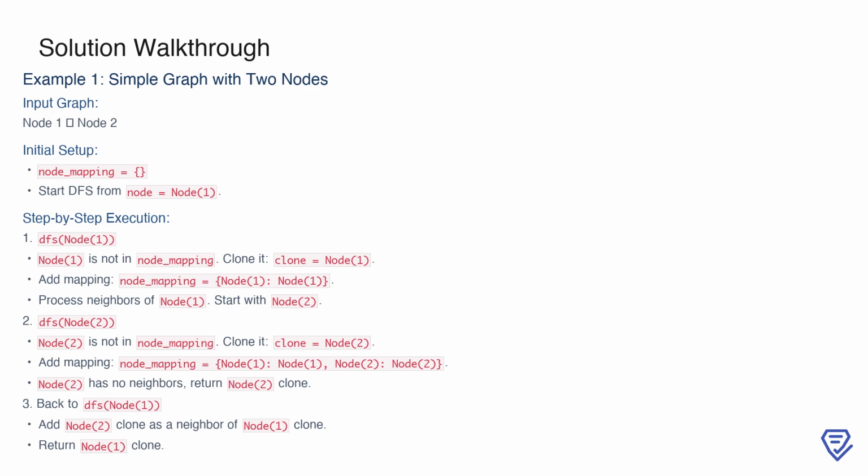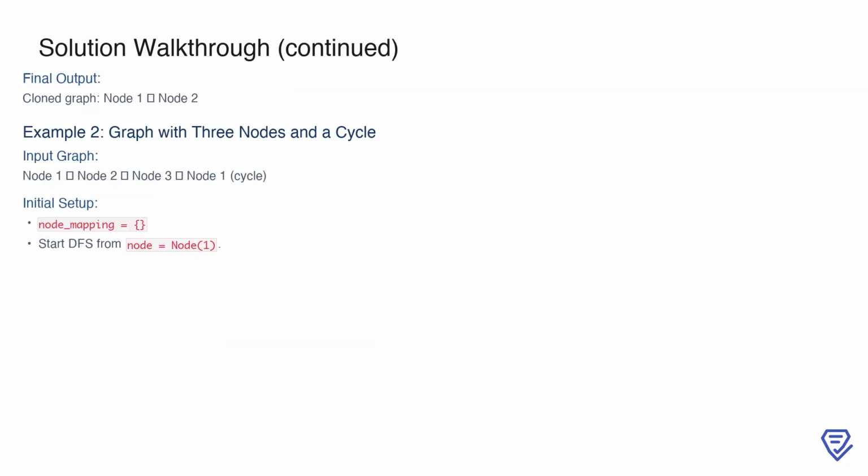Next, we process its neighbors, starting with node 2. For node 2, we repeat the same process. It's not in the mapping, so we create a clone, add it to the dictionary, and since node 2 has no neighbors, we return its clone. Returning to node 1, we add the clone of node 2 as a neighbor of node 1's clone and then return the clone of node 1. This completes the cloning of the first graph. The final output of the first example is a cloned graph where node 1 points to node 2, replicating the structure of the input graph.